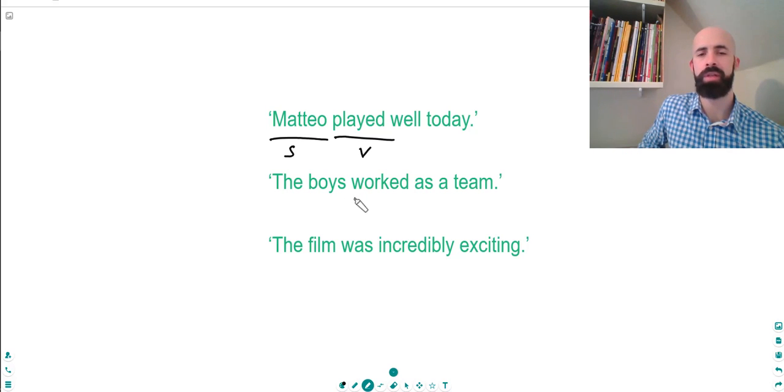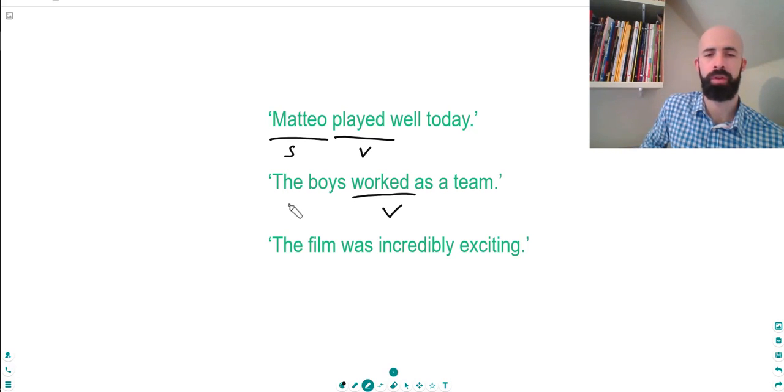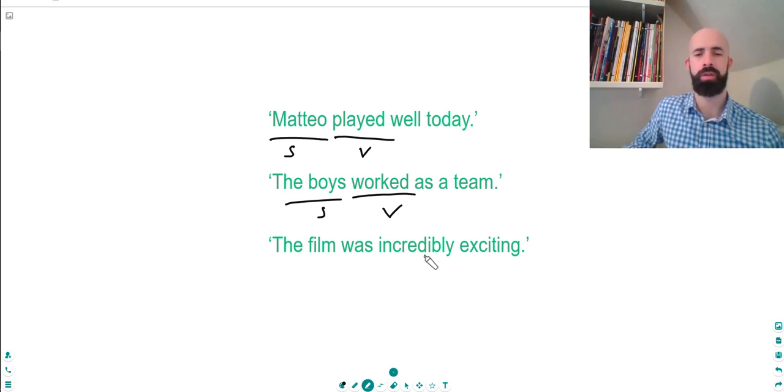Now again, hopefully you realize that the verb is the verb to work. Here we have it in the past tense. And who is it who's doing the working? Who is attached to the verb? It is the boys. So the boys are the subject. Okay, and then lastly, the film was incredibly exciting. So again, just underline the subject and verb in that sentence.